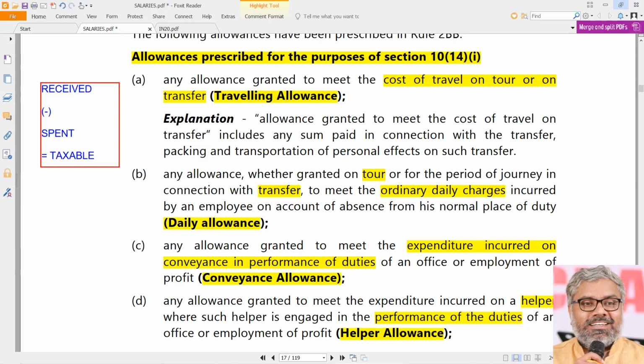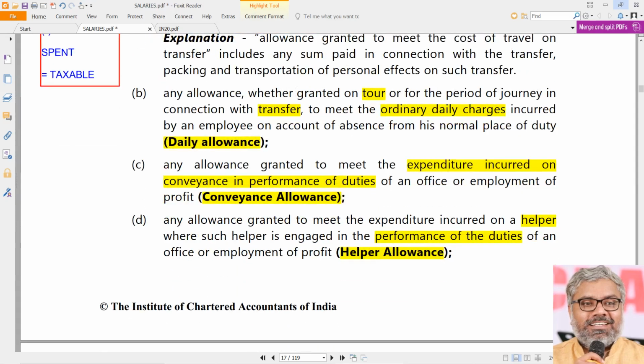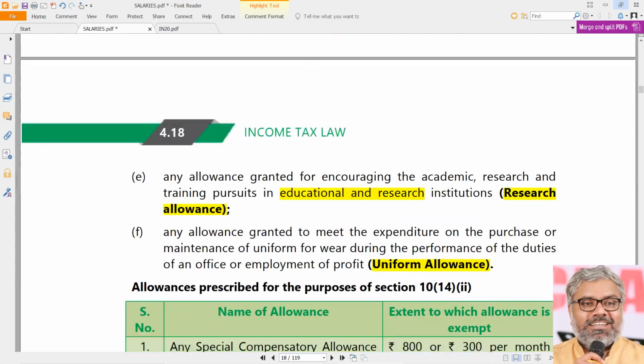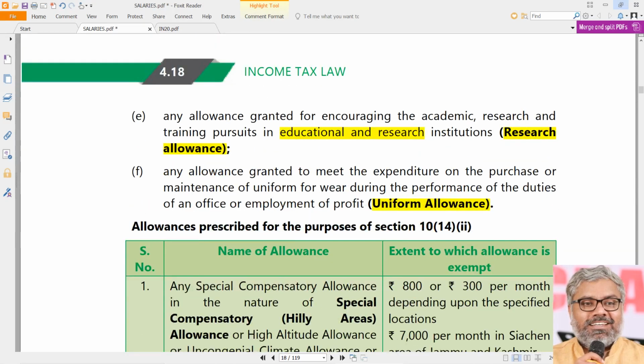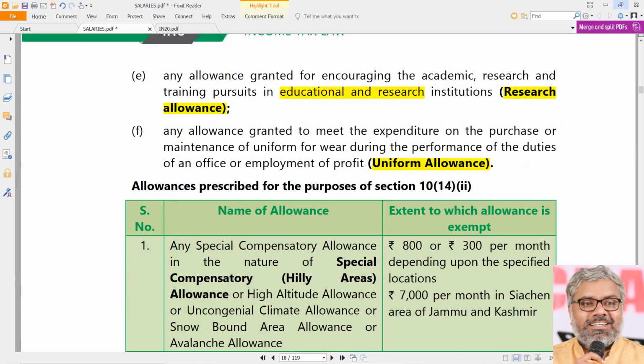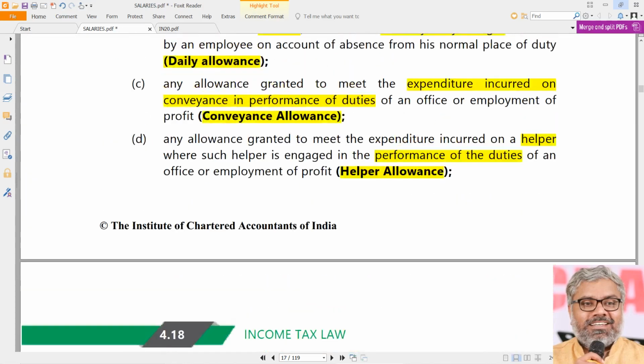Exemption is given by law under 10(14)(i). So now burden of proof is on whom to claim exemption? If the assessee wants to claim this exemption, the burden of proof will be on the assessee. He has to prove that he has really spent it. So you and I don't have to worry how they prove it and all, that they will take care of it.